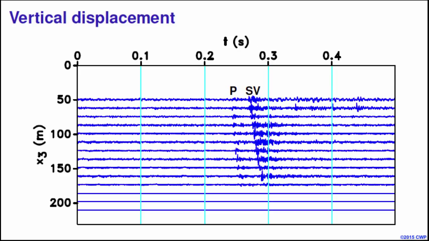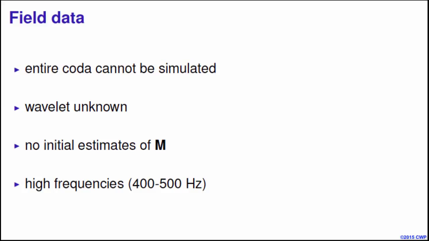This is the vertical component of the displacement that was recorded at the field. It contains P and SV waves mainly, and it also has a very long coda that we are not able to handle with the modeling code because of the limitations in the velocity model that I showed in the previous slide. So when dealing with this field data, we face different issues. The first of them is that the entire coda cannot be simulated because of the velocity model that I showed before.